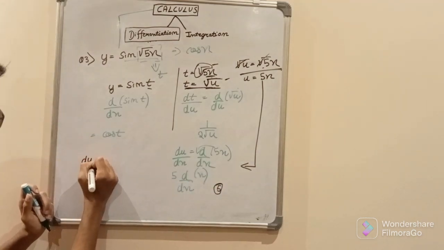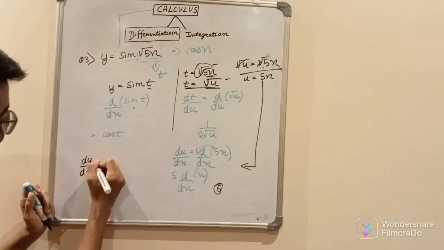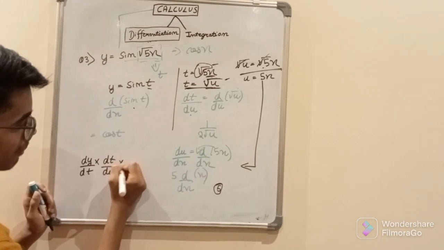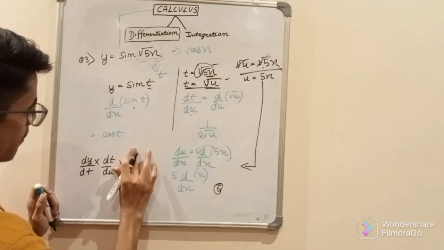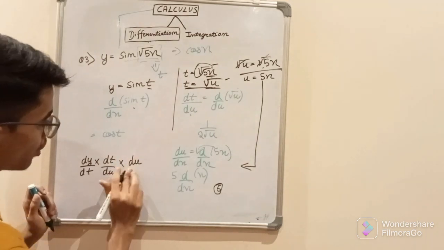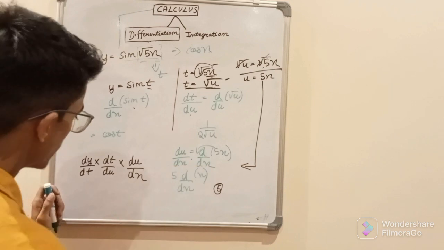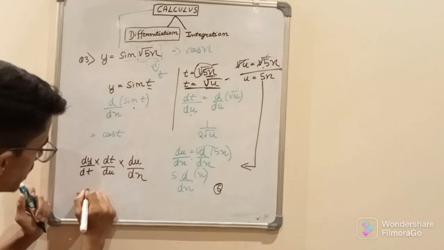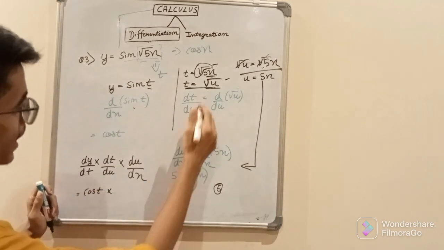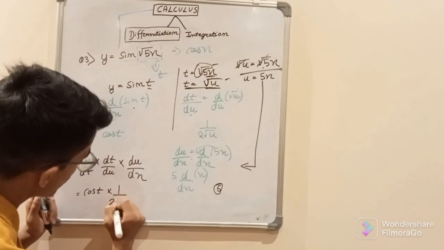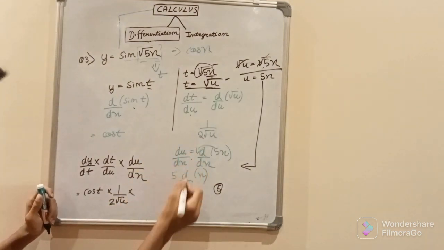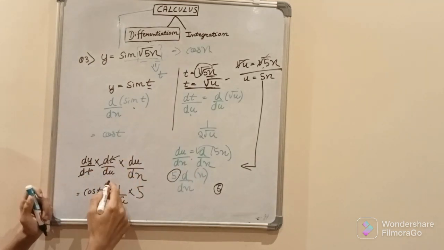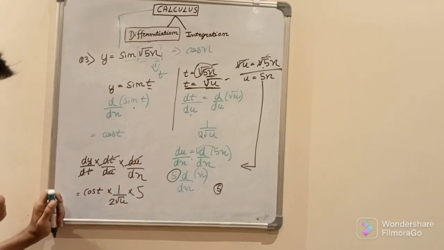So dy upon dt, which is this, multiplied by dt upon du, multiplied by du upon dx, which is this, and now we just have to keep on putting the values. Dy upon dt was cos t, multiplied by dt upon du, which is 1 upon 2 root u, and du upon dx, which is nothing but 5. So this dt and dt will cancel out each other. This du and du will cancel out each other.